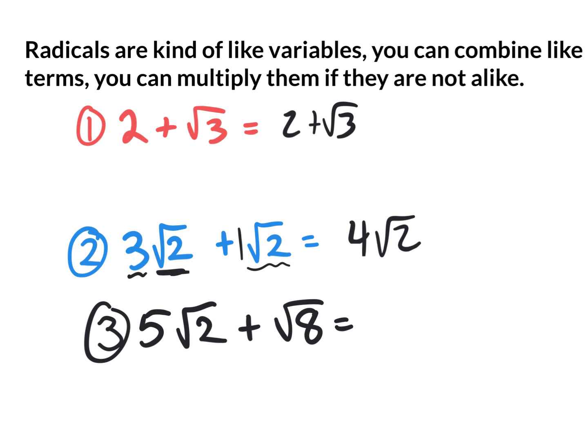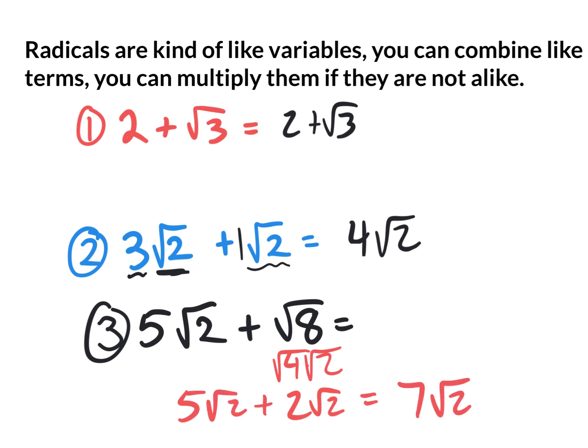I cannot add them as is. Why not? Because they're not like terms. But you could simplify the square root of 8 and rewrite it as the square root of 4 times 2, split the root. That way you'll get 2 square root of 2. And now you could add 5 square roots of 2 plus 2 square roots of 2. That'd be a total of 7 square roots of 2.